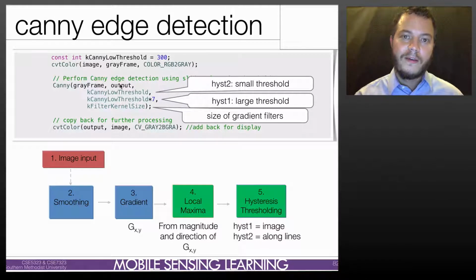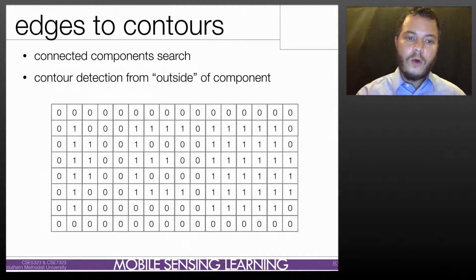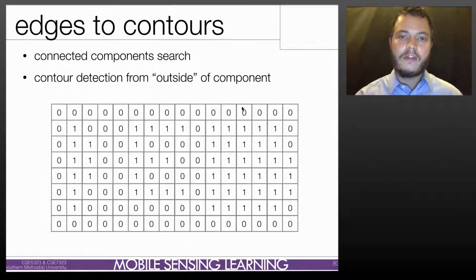Okay, so we have edges. Maybe what we want to do with those edges is just a little something more. So let's say that what we have here is an image that's returned from our Canny edge detector, and it has a value of 1 where there was an edge, and a value of 0 where it didn't see an edge. And so let's say it came back with this.